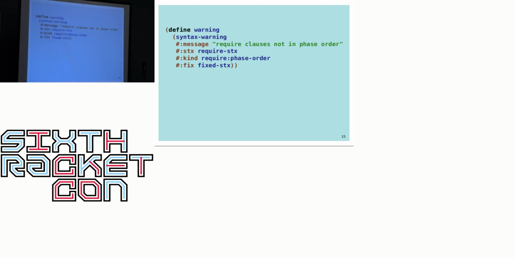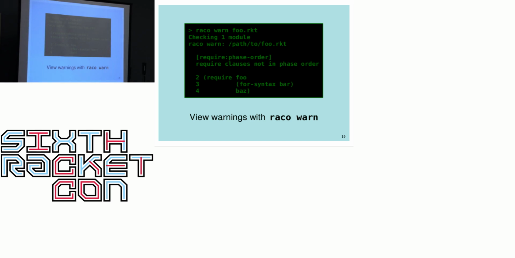So once you have a syntax warning, you can attach it to a piece of syntax with the syntax-warn procedure. And this just sticks it on using syntax properties. And given a syntax object, you can crawl through it and get all of the warnings that you want. Now, this is just the general API for warnings. The cool part is that we actually have a command we can use called raco warn, where you can analyze a set of modules and it will display all the warnings for you. And you get some nice information, like the module that you're checking, the warning kind, the message, the actual syntax object. Getting that to print right was a pain, let me tell you.